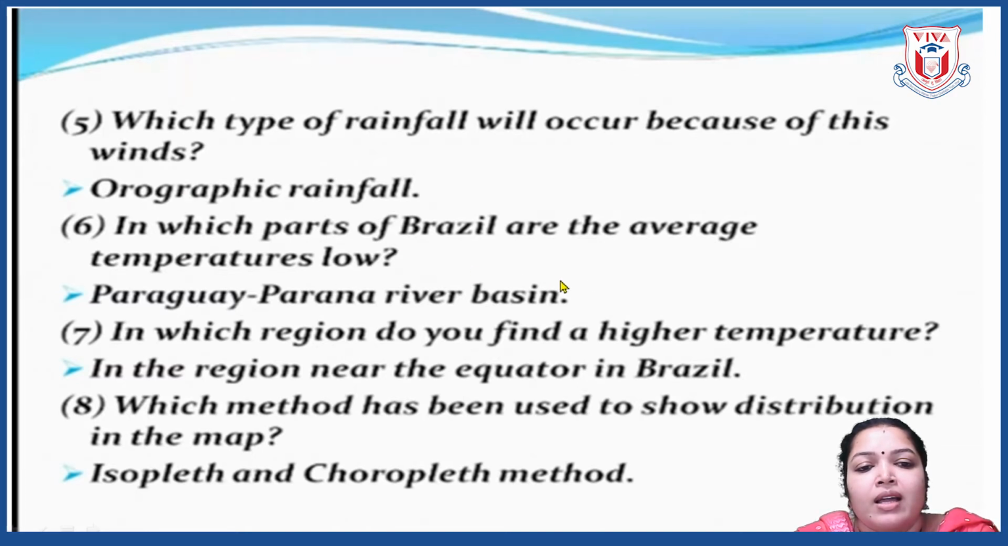Which parts of Brazil have very low average temperatures? They are the Paraguay and Parana river basins. In which region do we find higher temperature? The region near the equator. And which method is used to show this distribution on the map? Tell me, students. We have already learned that in 9th standard. It is the isopleth method, that is drawing lines, and the choropleth method, that is using different color shades, or different shades of the same color. So, it is a choropleth method.